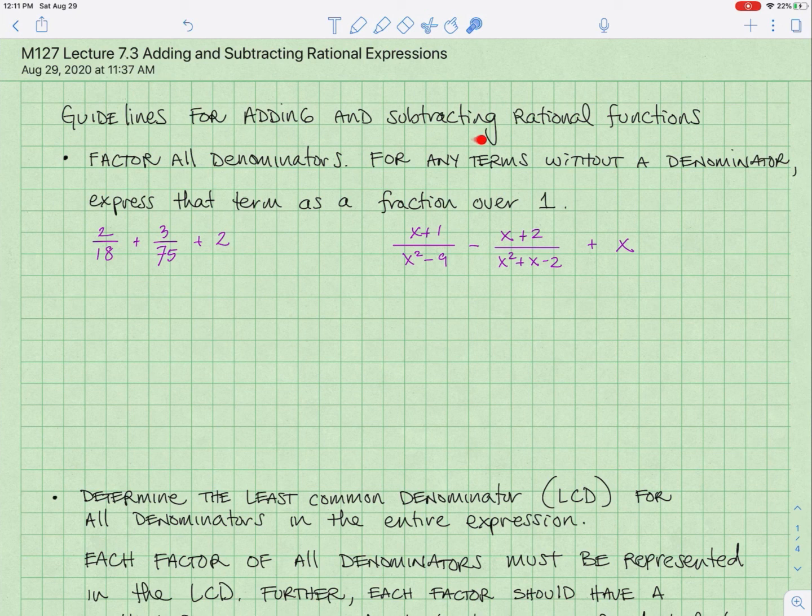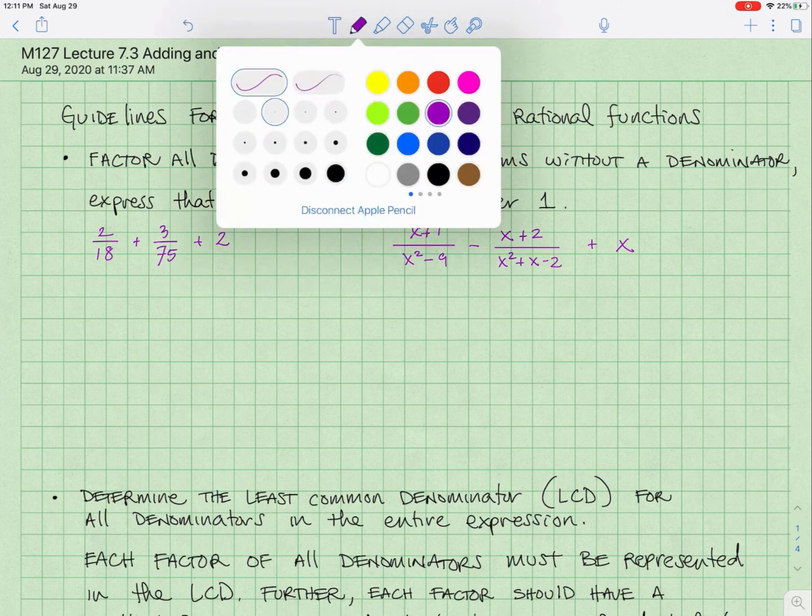Guidelines for adding and subtracting rational functions. The first thing that you want to do here is you want to factor all denominators. For any terms without a denominator, express that term as a fraction over 1. So what we have here is as follows.